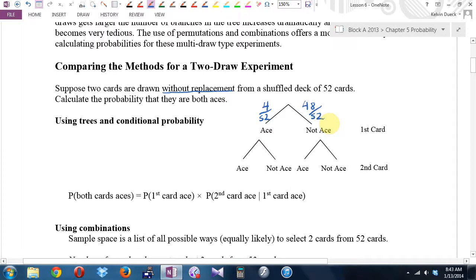And then down the left branch, we picked an ace. How many aces are left? 3 out of 51. How many not aces? 48 out of 51. Down the right branch, we didn't get an ace. I guess there's 4 out of 51 and 47 out of 51.